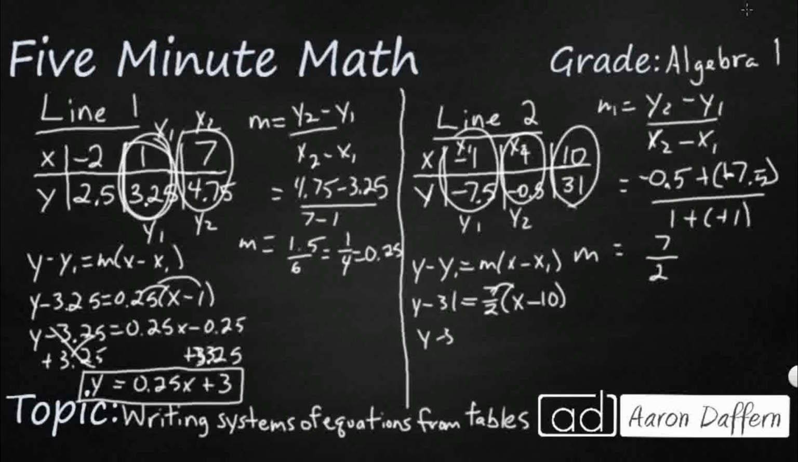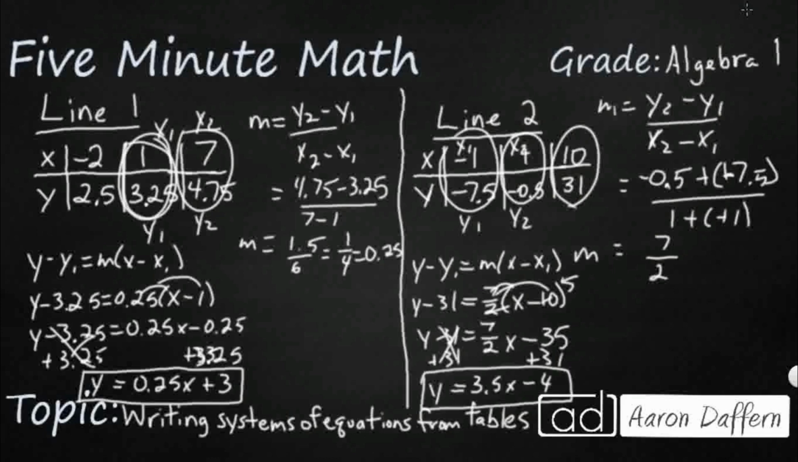So if we want to distribute this out, that's going to be 7/2 x minus, that's just going to be 5, 35. And then if I wanted to put it into slope-intercept form, add 31 to both sides, right? y equals, we can say 7/2. Since the other one's in a decimal, we'll just make that a decimal, 3.5x, and that's going to be minus 4. So what I have here are two equations, one representing each line in slope-intercept form.